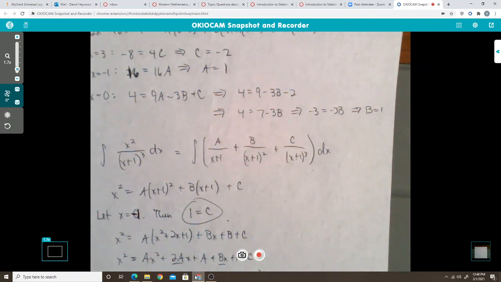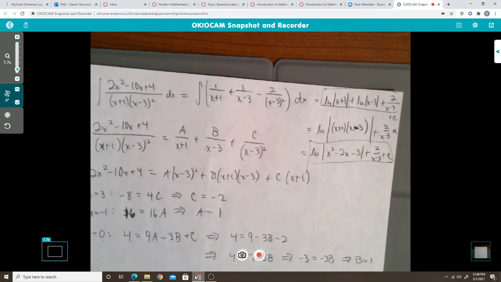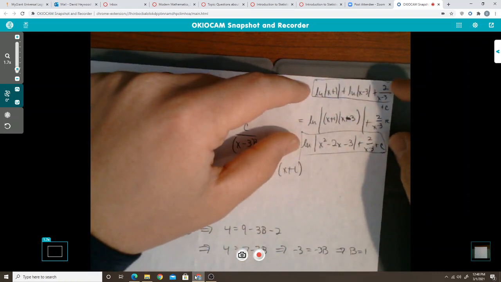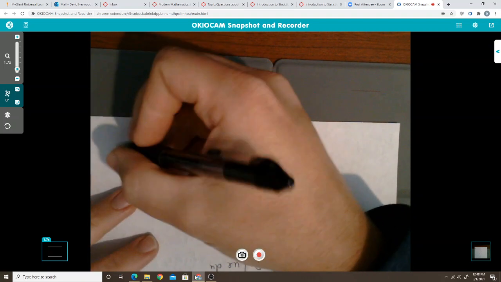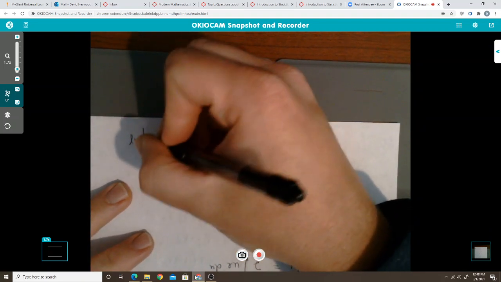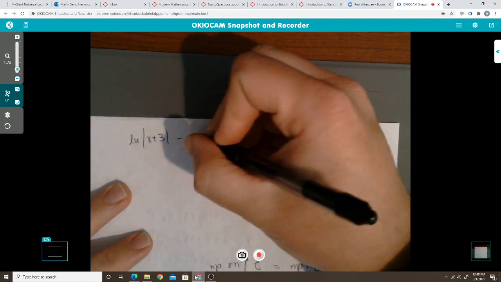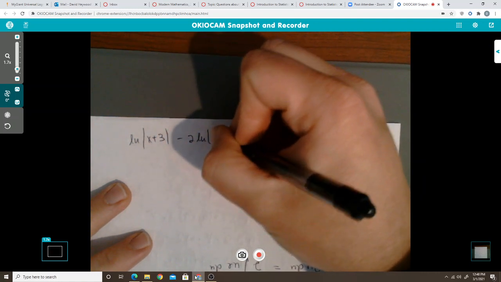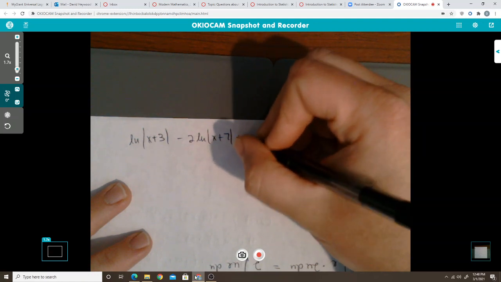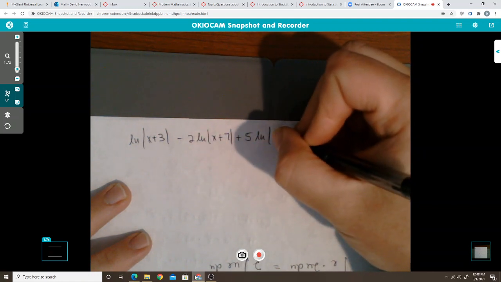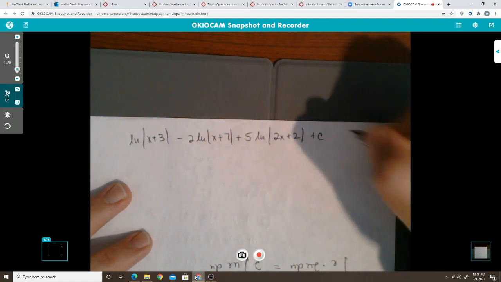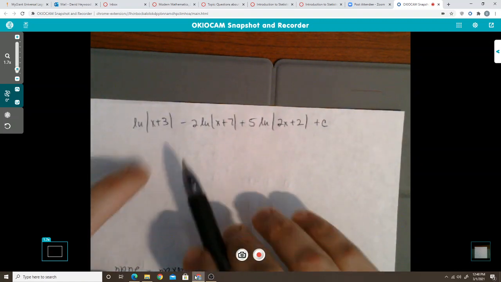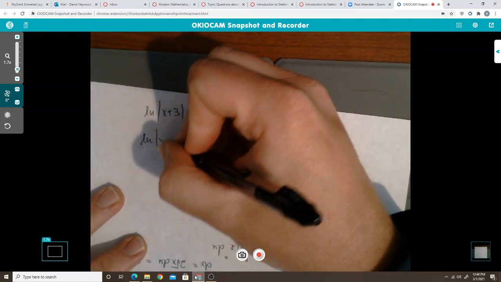Again, I suspect that what's actually giving you more trouble than the partial fractions themselves is that you haven't quite realized, oh yeah, properties of logarithms, right? Like if you've got some crazy ln of x plus 3 minus 2 ln of x plus 7 plus 5 ln of, I don't know, 2x plus 2. Something crazy. It's like you can throw all of these things together, right? So you use the power rule.